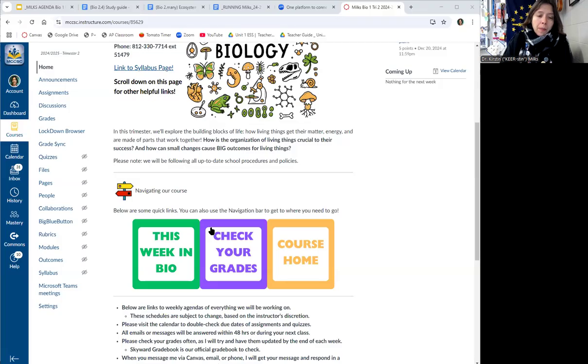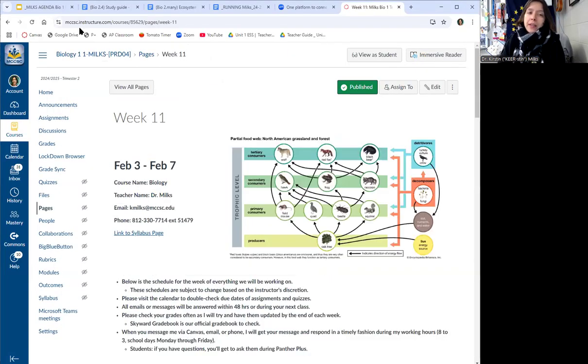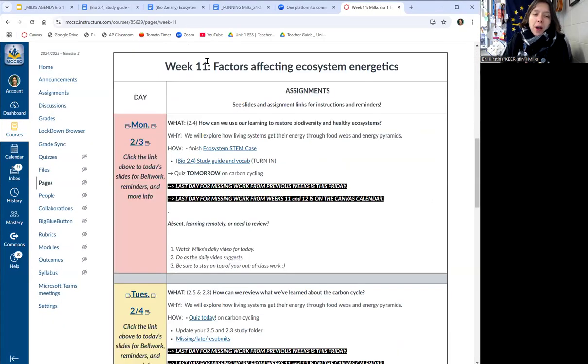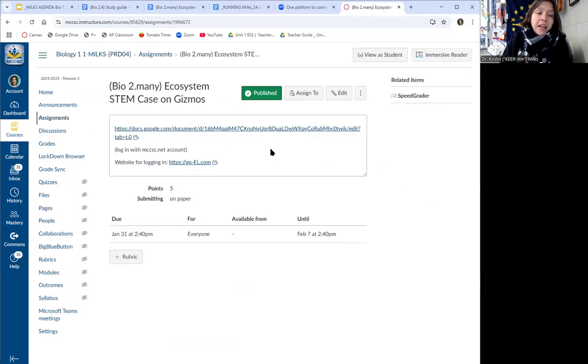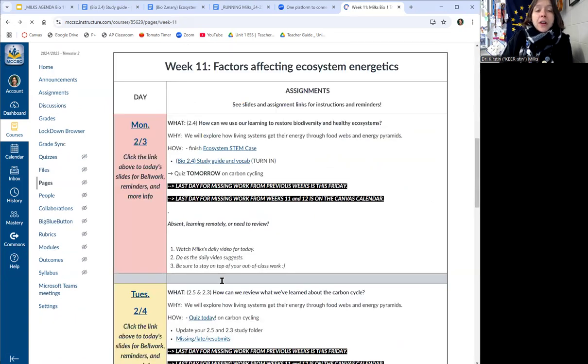And the other thing I wanted to remind you about, and I'm just going to go ahead and show you this in Canvas, is that we are at the last days for missing assignments this week. I had quite a few families write in feeling concerned about student performance. Just a reminder that everything we do is always on Canvas. If you're trying to figure out what an assignment looks like, for example, here's the ecosystem STEM case, here's the website where you log in. And this is also where you're going to be able to find feedback on your grades.